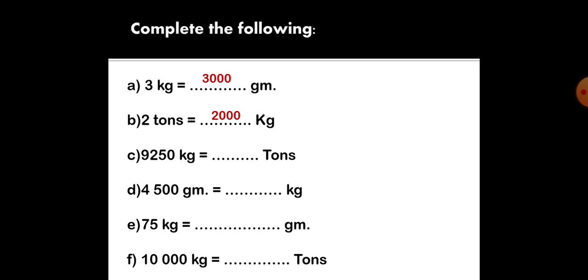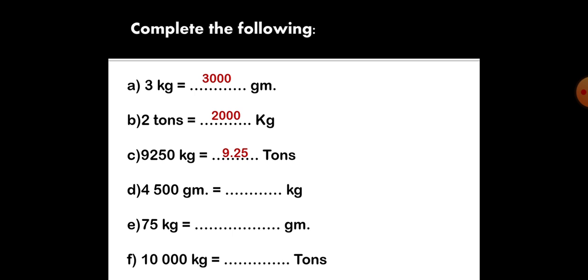Okay, number C, 9250 kilograms. Here I want to move from kilogram to ton. That means from small to big. I should divide it by 1000. When I divide by 1000, as we said before in the previous lessons, the three zeros will cancel with the three zeros of the thousand, and then we put the decimal point. So I put the decimal point after 3 places from the right-hand side towards the left-hand side.